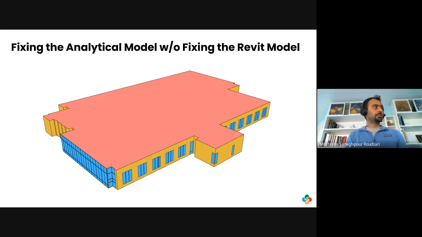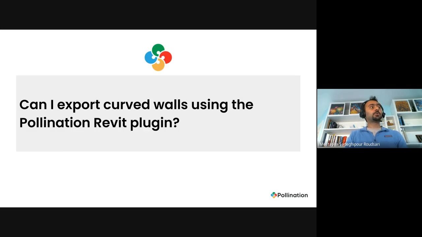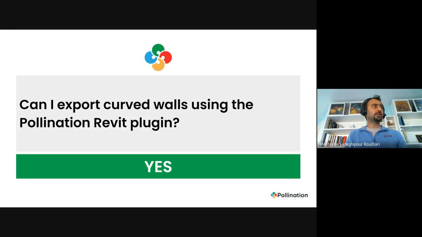Can I export a curved wall using the Pollination Revit plugin? So if you have a curved wall, yes, you can do that.